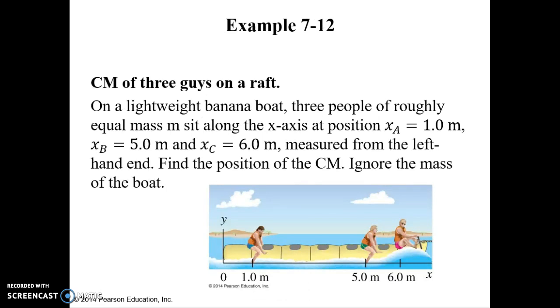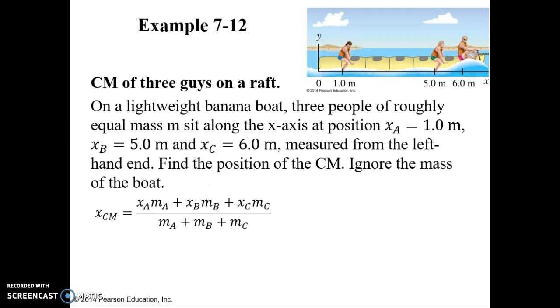Here's our first example. On a lightweight banana boat, there are 3 people of roughly equal mass m sitting along the x-axis at positions 1, 5, and 6 meters, measured from the left hand end. We want to find the center of mass, and we're going to ignore the mass of the boat.